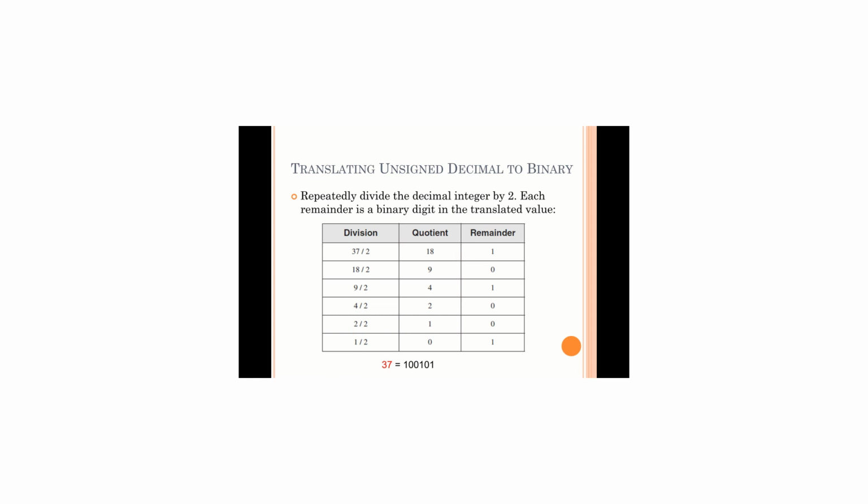Now the binary number would be, you are going to look at the remainders from bottom up. Okay, it would be 1, 0, 0, 1, 0, 1. And that would be the binary number. Now you can verify that by doing the conversion we did earlier. So that's the method to translate unsigned decimal to binary.